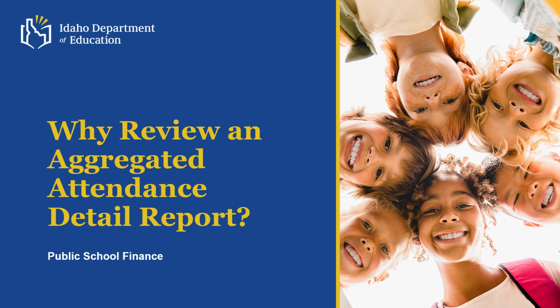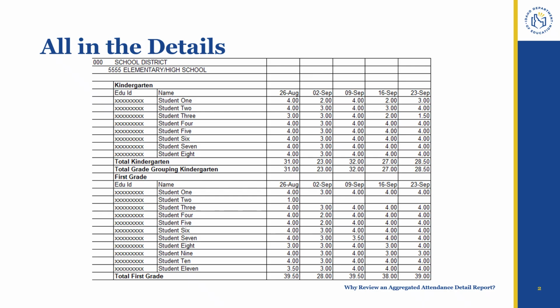This tutorial will answer the question, why review an aggregate attendance detail report? To use a common phrase, it's all in the details. An aggregated attendance detail report, AAD for short, shows the weekly attendance used for school funding of every student over a specified period and for each specified school building so that the data can be analyzed for errors, omissions, and inefficiencies. Identifying and fixing issues can materially impact funding.